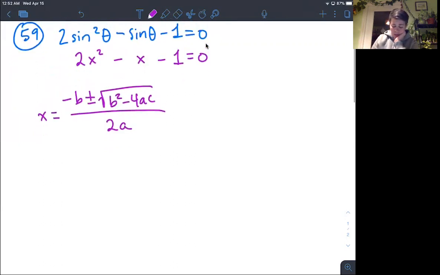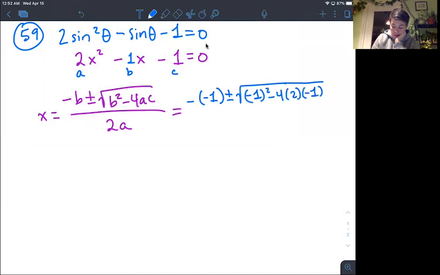So let's just plug and chug. Let me go up here and just make a note. So this is my A value, 2. My B value is going to be -1, and then my C value is also going to be -1. So let's go. Negative B is -1, plus or minus the square root of -1 squared minus 4 times 2 times -1. I'm going to extend that a little bit. All over 2a, which is 2 times 2.